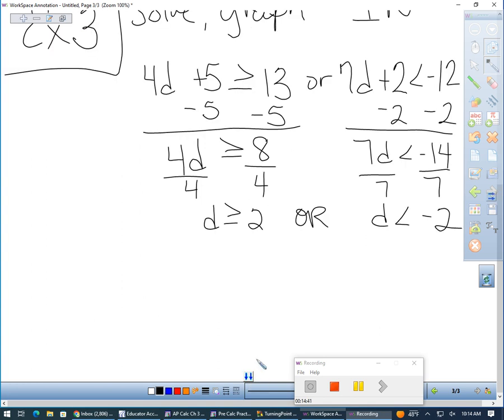All right, now I wrote it this way for a reason, to kind of cover that question that Jackson had. So this one says d is greater than or equal to 2. So if I have 2 right here, I have a closed dot at 2, and it's greater than, so it goes which way? To the right. Very good. This one says d is less than negative 2. Where is negative 2 on my number line? To the left. So I have negative 2 over here with an open dot, and it says it's less than, so it goes to the left.